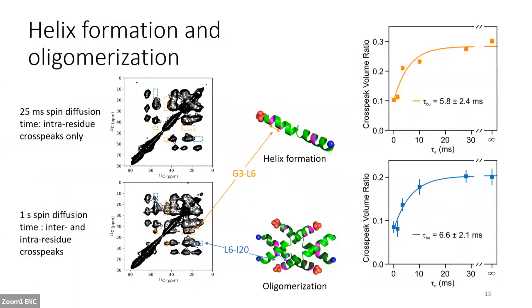So here on the top, I'm showing a 2D spectrum acquired with a short spin diffusion time, so we're only seeing intra-residue cross peaks. And on the bottom, I'm showing a spectrum acquired with a 1 second spin diffusion time, so we see these inter-residue cross peaks as well as intra-residue cross peaks. And by looking at the buildup of cross peaks between neighboring residues in the helical state, we can observe the timescale over which melittin forms a helical configuration.